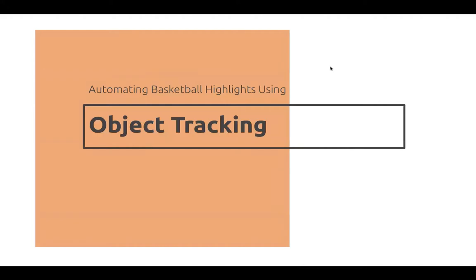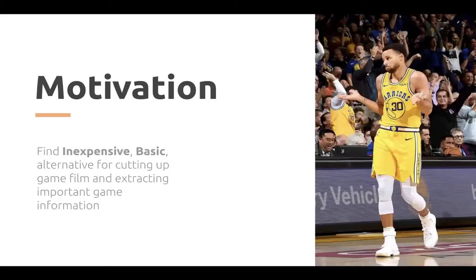So today I'll be discussing with you my system for automating basketball highlights using object tracking. My motivation behind this was that I wanted to find an inexpensive, basic alternative for cutting up game film and extracting important game information. What do I mean by inexpensive and basic? I mean that all you need is the actual basketball broadcast. You don't need fancy cameras set up. You don't need fancy tracking devices set up, just the basketball broadcast.